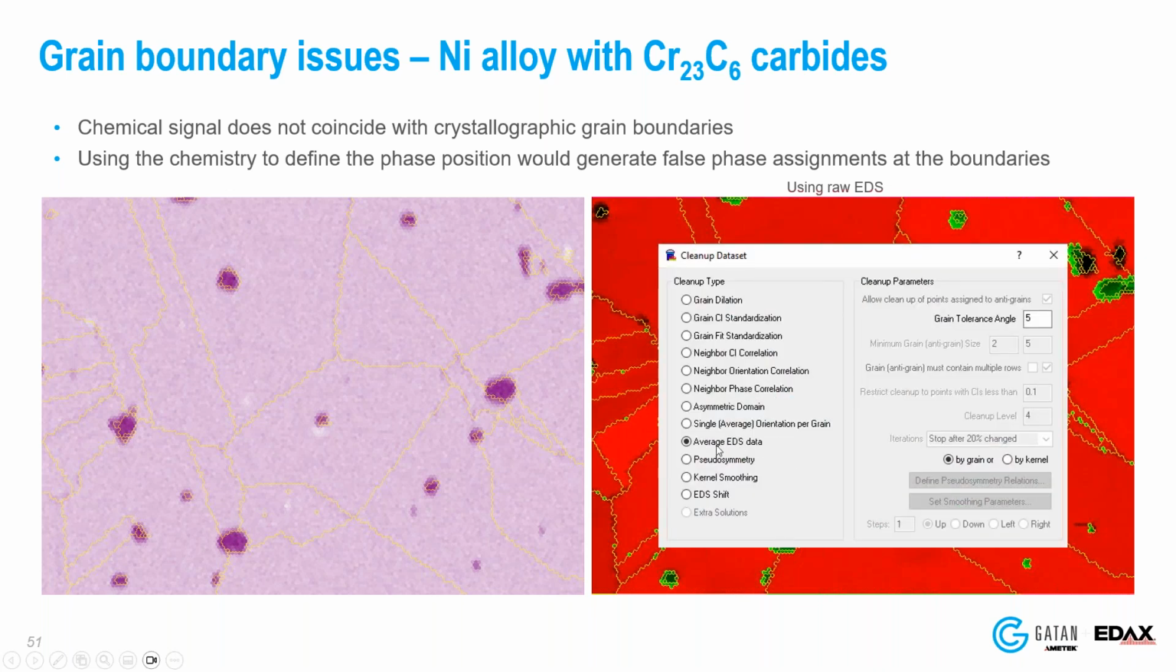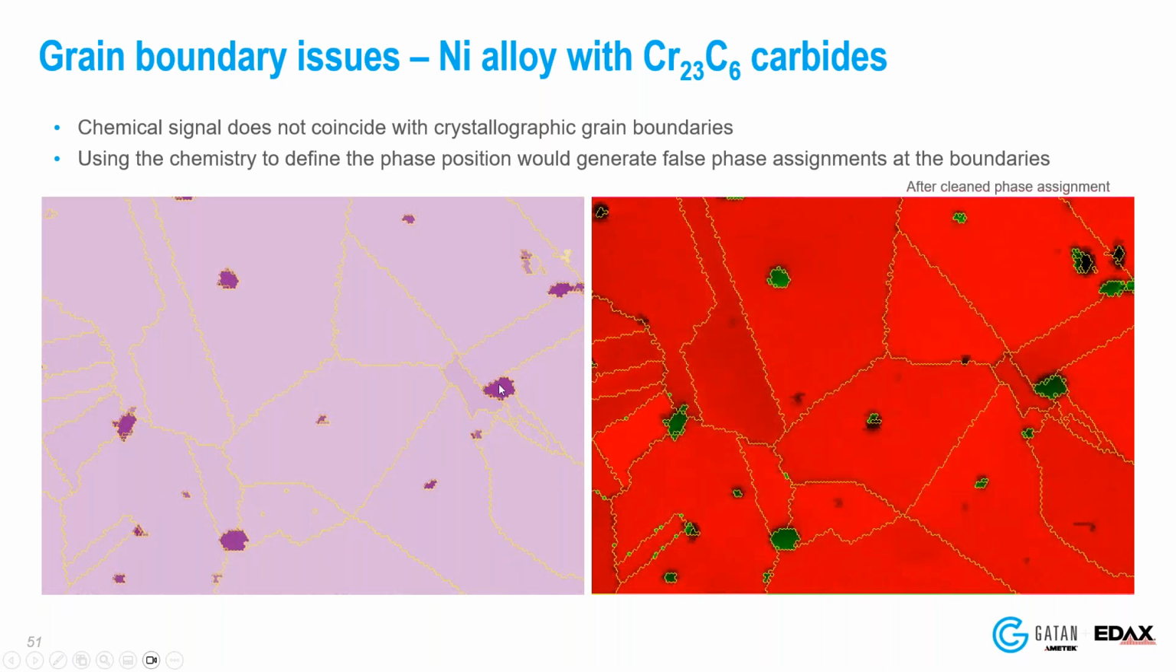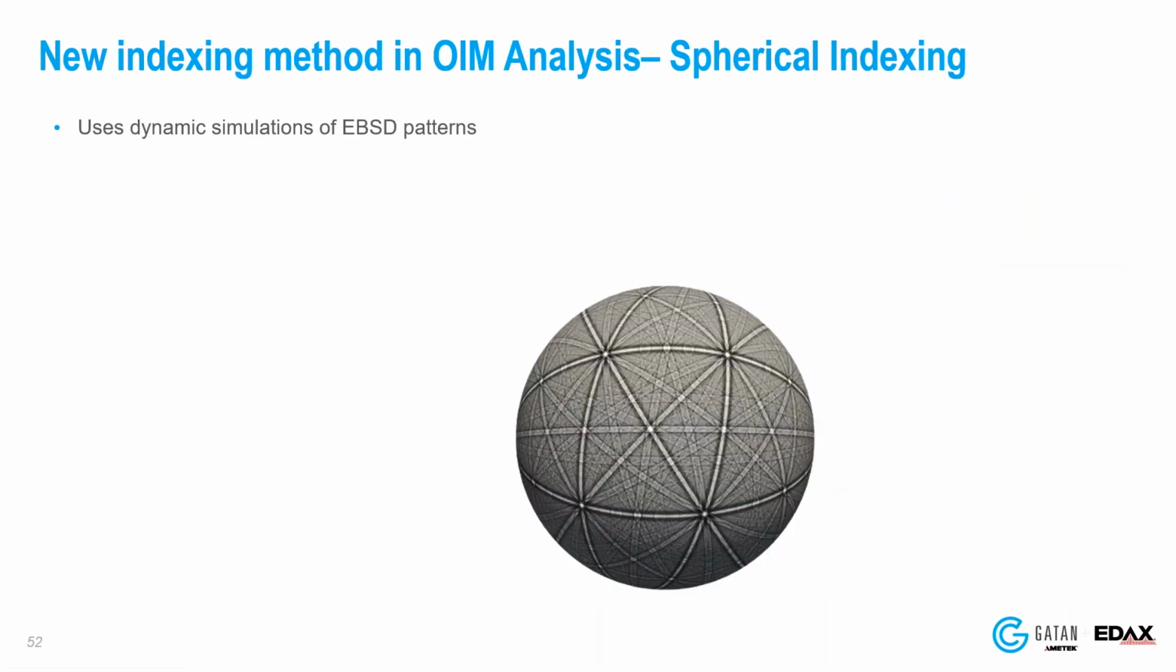What you can do in OIM analysis is go to the data set, right click, clean up, and we can average the EDS data. That doesn't change any orientations, but we can average it by grain. When you do that, we are forcing the chemistry to have a sharp change right at the crystallographically defined boundary, and now we have a very sharp phase separation. This works really well down to grains of, let's say, 200-300 nanometers in size, when the EDS would be a lot bigger, but you can cleanly separate them in here. So that's just a little bit of a sideshow.